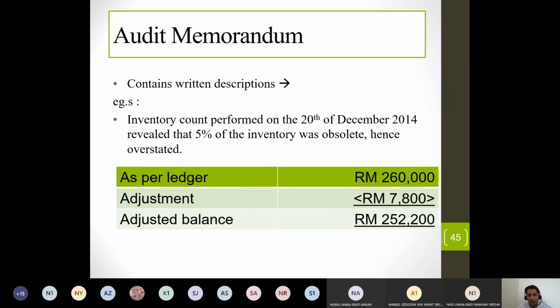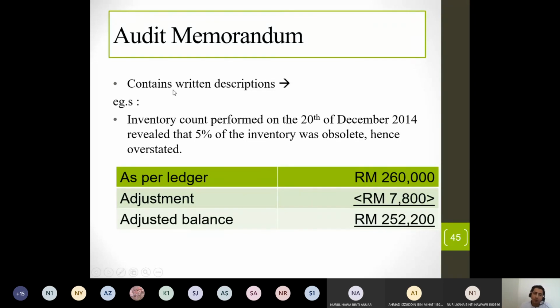Audit memorandum contains a written description of something, like we have this list as per ledger. This is the amount in the dark green. We have 260 as per ledger, which is extracted from the ledger of the inventory. And we have the adjustment. After we ran the audit, we found that it should be less by 7,800, and the adjusted balance is 252,200.